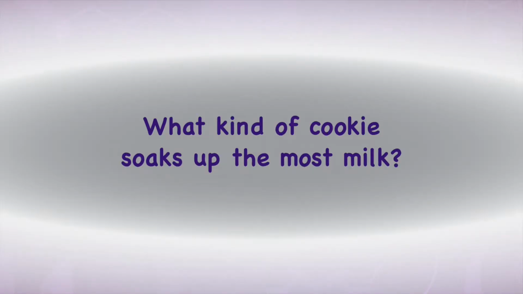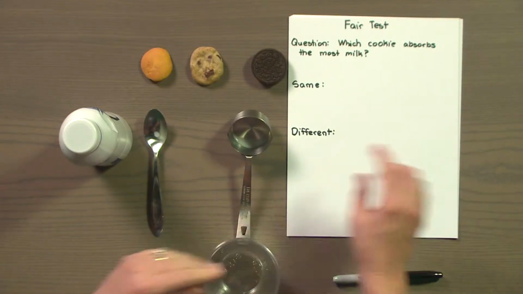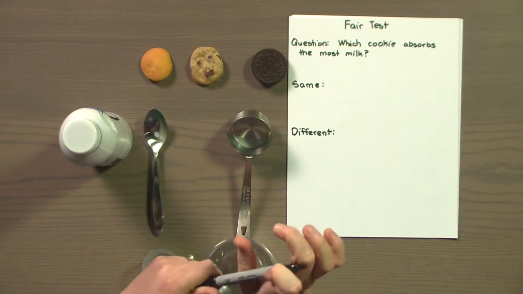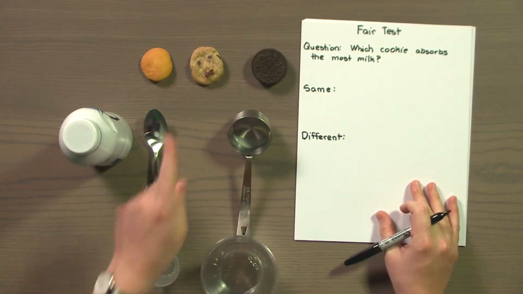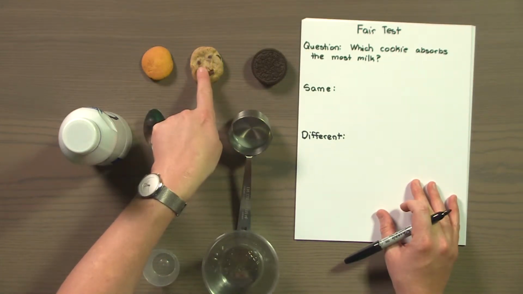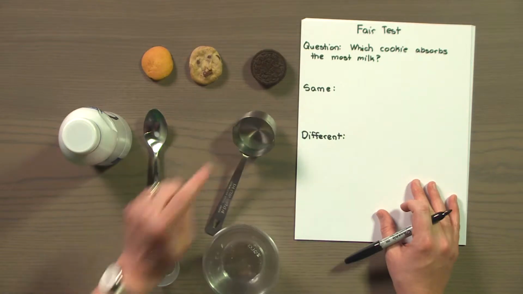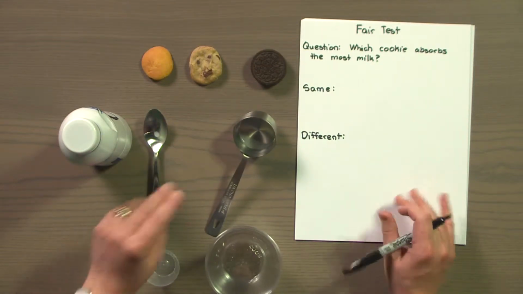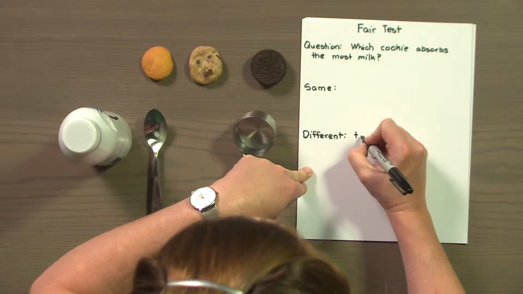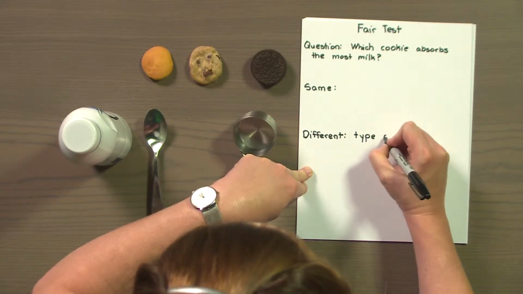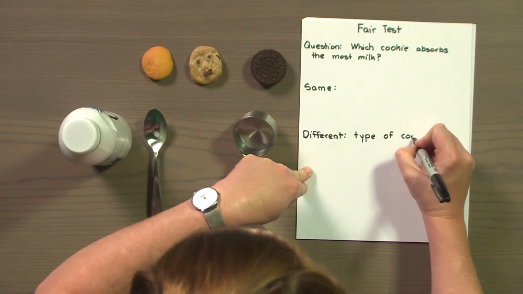My question is, what kind of cookie soaks up the most milk? We'll start with what's going to be changed or different, and I'm going to write it here on my plan. So here I have a Nilla wafer, a chocolate chip cookie, and an Oreo. This is what's going to be different. Type of cookie. Now everything else has to be the same.